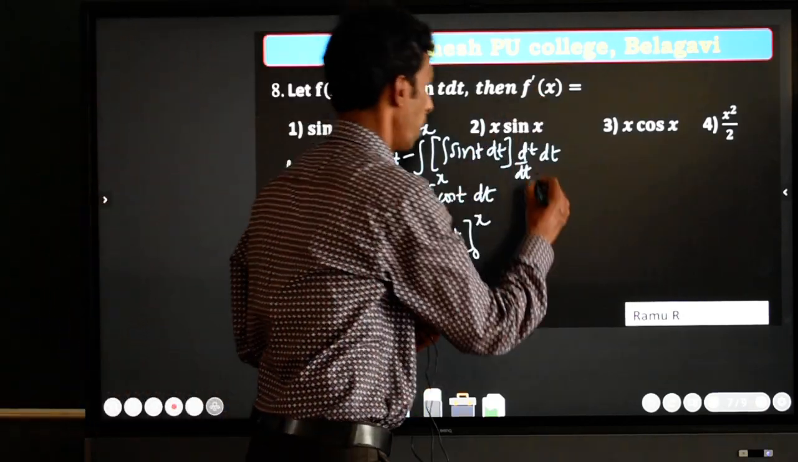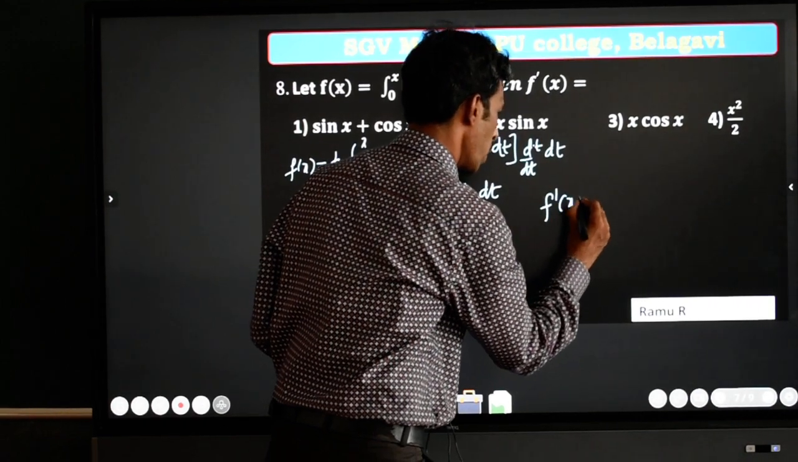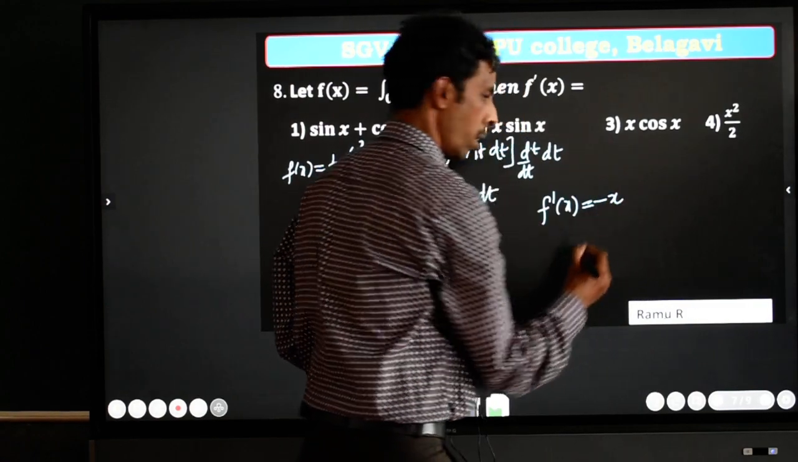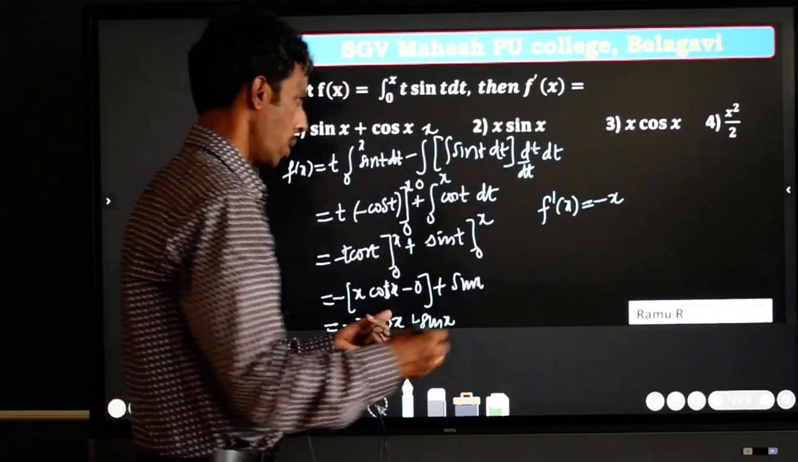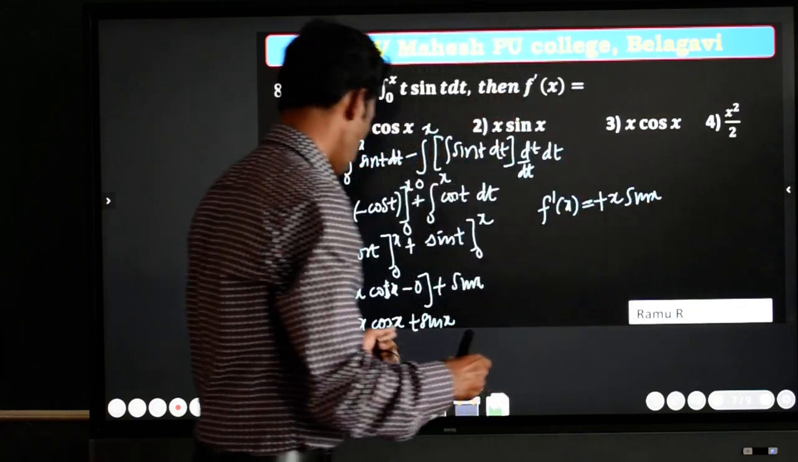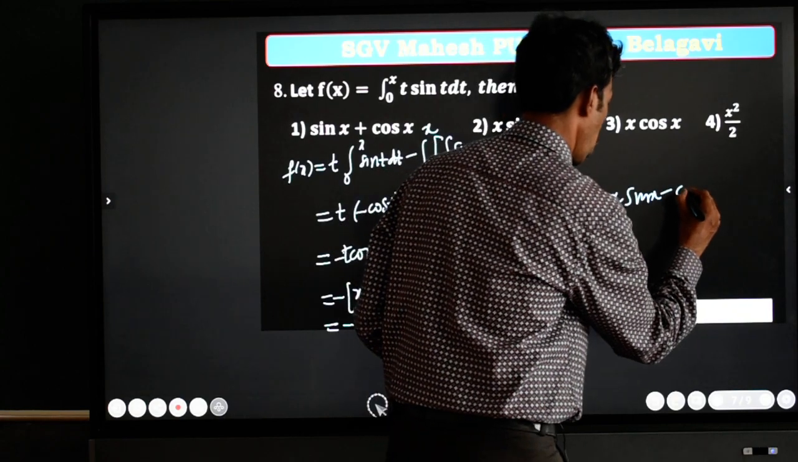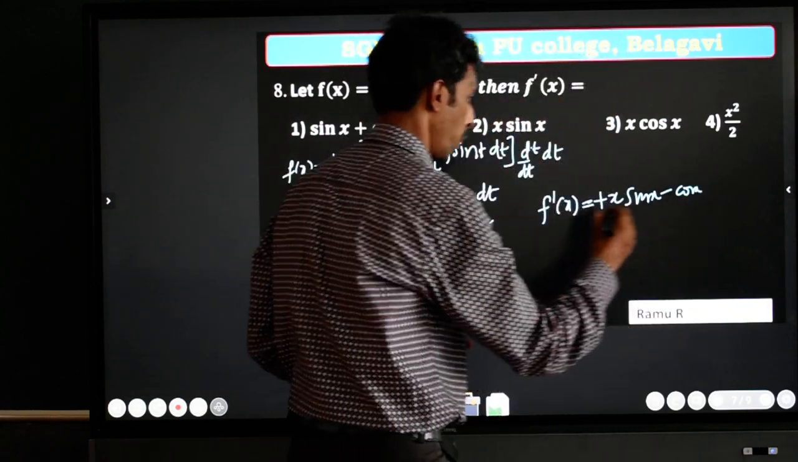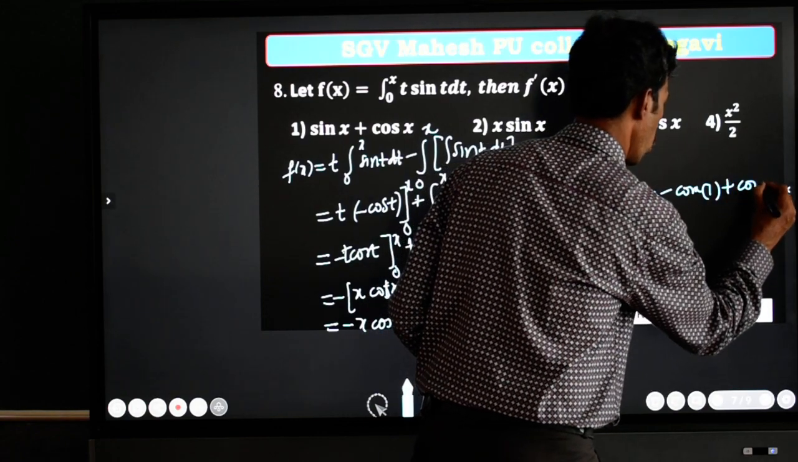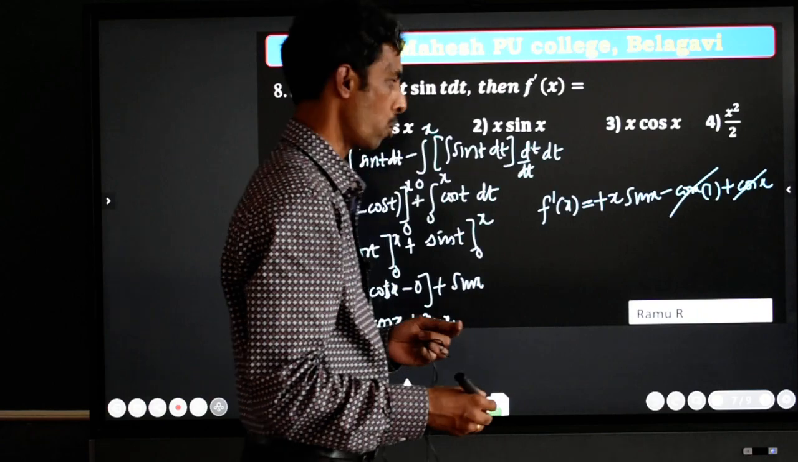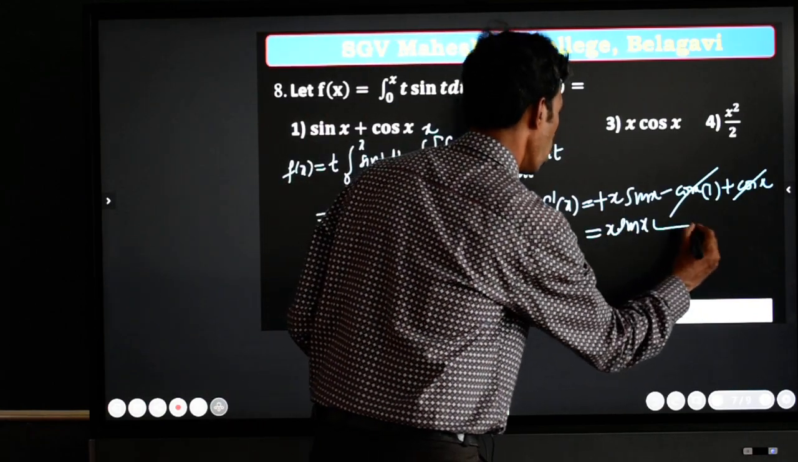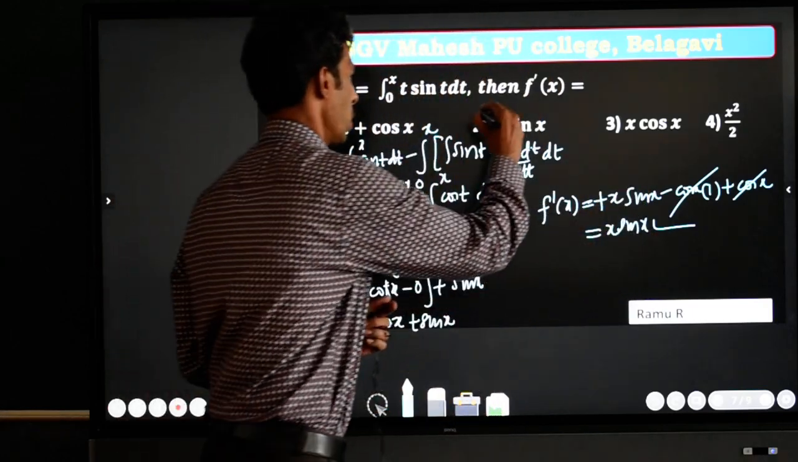Then what about f dash of x? F dash of x is the differentiation of this term. Minus x, then cos x differentiation is minus sin x, minus into minus plus; then minus cos x I will keep as it is outside, x differentiation is 1. Next, sin x differentiation is again cos x. So plus cos x minus cos x both are gone, x sin x will be remaining. So among all 4 options, the second one is the correct answer.